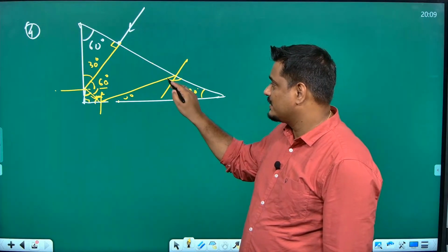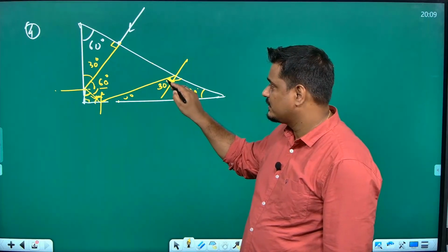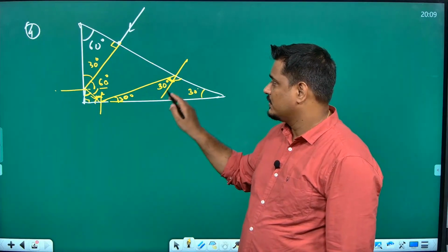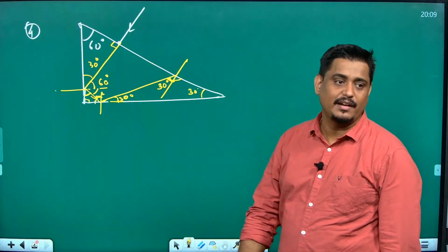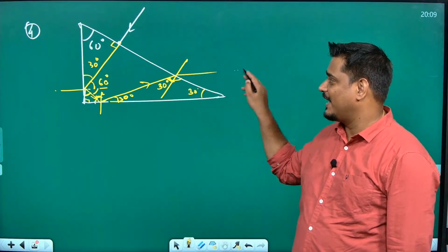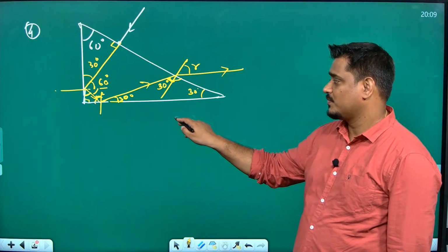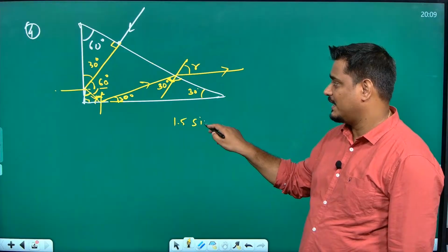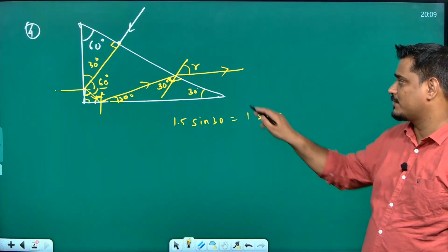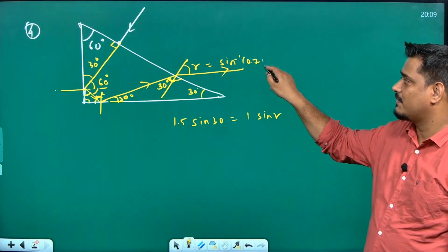What is the angle of incidence now? 30, isn't it? And this was how much? This was 30 degree. So, this is 30 degree. Now, what will happen? It will undergo refraction. So, now you have to find the angle. And how do you find the value of r? Mu 1, which is equal to 1.5, sine 30 is equal to 1 sine r. Same as the previous question, r will become sine inverse of 0.75.